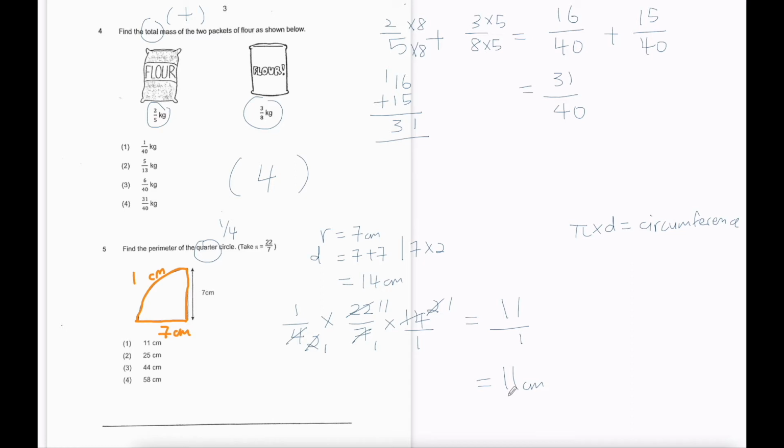Okay, because my answer was 11. So it's 11. Anyway, let's just add all together. 11 plus 7 plus 7 equals 18 plus 7. 18 plus 7 is 25. So my answer will be option 2. Okay, that's it. Let's move on.